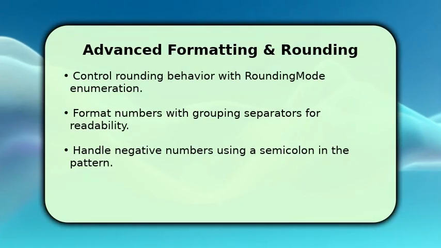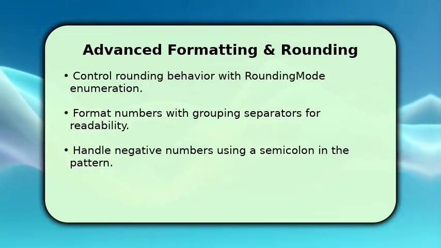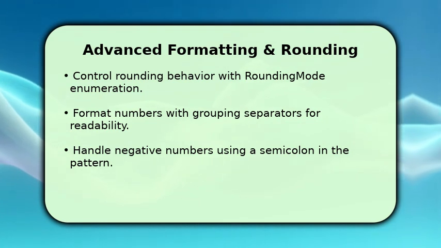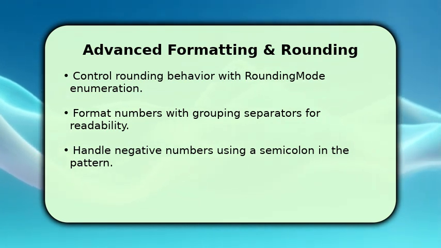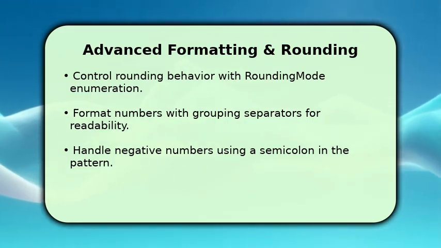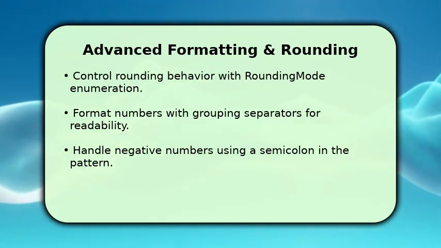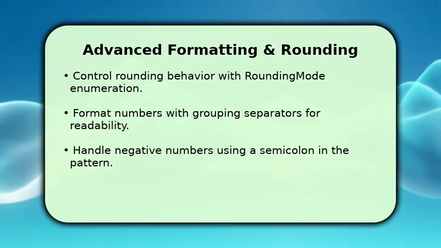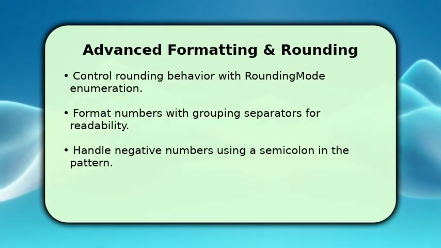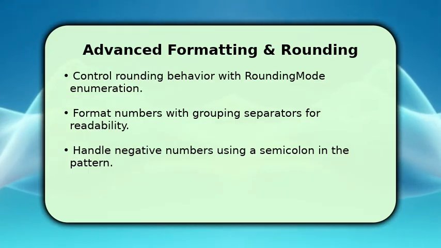For more advanced control, DecimalFormat allows you to specify rounding behavior using the RoundingMode enumeration. By default, it uses RoundingMode.HALF_EVEN, but you can change it to HALF_UP for more intuitive rounding. You can also add grouping separators, like commas for thousands, to enhance readability of large numbers. Furthermore, patterns can define how negative numbers are displayed, often by using a semicolon to separate positive and negative subpatterns.